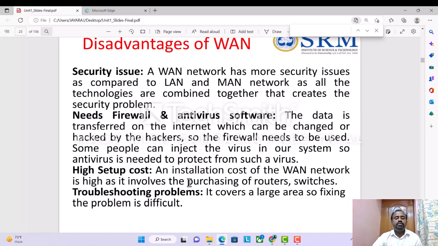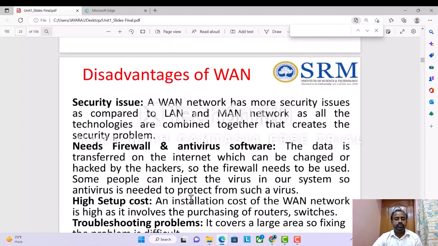Then high setup cost. To implement a wide area network, we have to use a larger number of routers and switches, since we are covering a larger area, which means a state or a country. So these routers and switches have to be more in number. It covers a large area, so the problem is difficult. Troubleshooting problems: we have to find the error first and then rectify it.